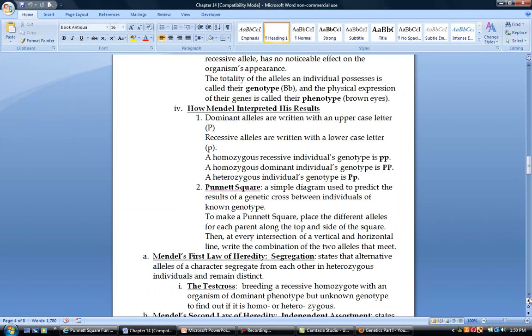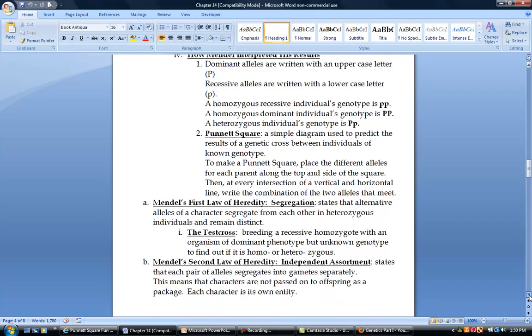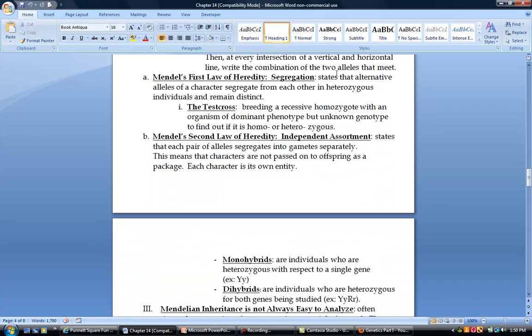Let's talk about a couple of laws that Mendel came up with. First one is segregation. We've already talked about segregation a little bit, but this law of heredity is talking about the fact that alleles are going to be their own separate entities when you're making gametes, and they don't come across as a package deal. So if someone has blonde hair, it's not necessarily meaning they're going to have blue eyes. So those two don't come together as a package.